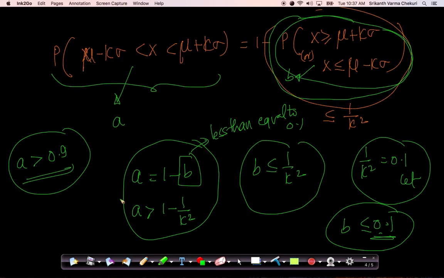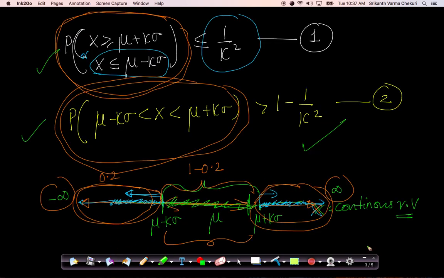And I tried to explain this with a simple example, right? If A equals 1 minus B, and we know that B is less than or equal to some value, let's say 0.1, we know that A will be greater than 1 minus that small value, or B, right? 1 minus 1 by k square, or 0.9. This is simple inequalities, nothing very fancy here. But the fundamental fact is this. This is how I arrived from equation 1 to equation 2. I hope this is clarified now.